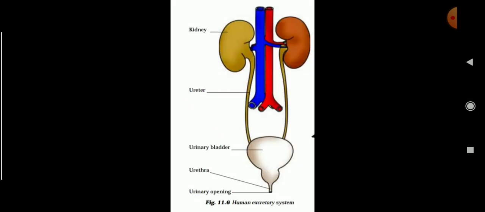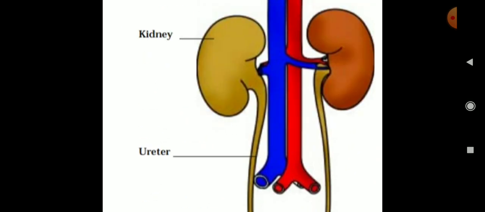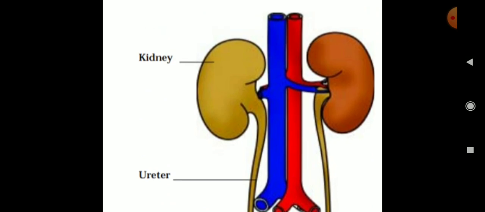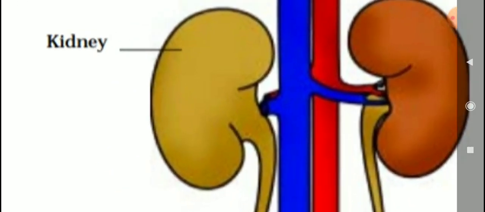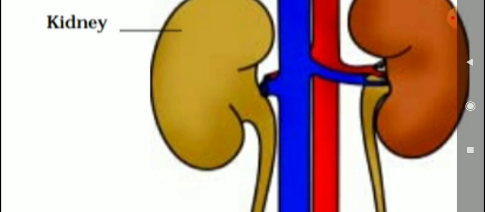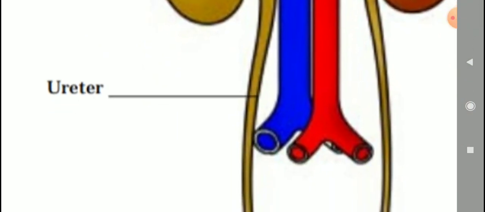Okay. Next, this is the human excretory system. All of you see the picture in your book, students. A pair of kidneys: right kidney, left kidney. The right kidney is on the upper side, then the left kidney just below. Here, the pair of kidneys is located in the pelvic region. This is a ureter.